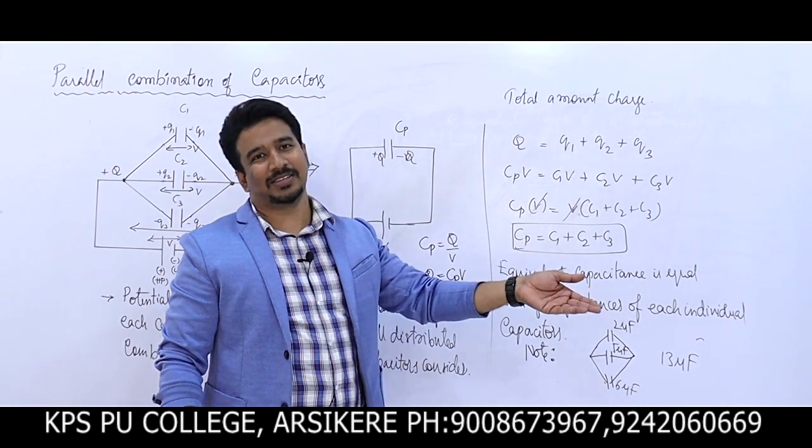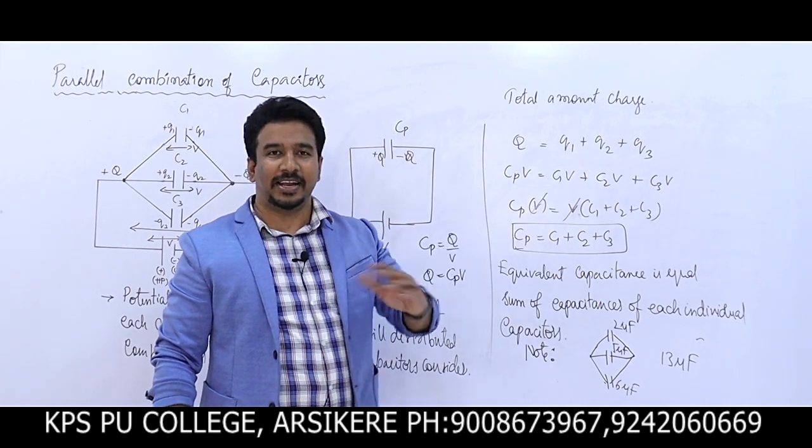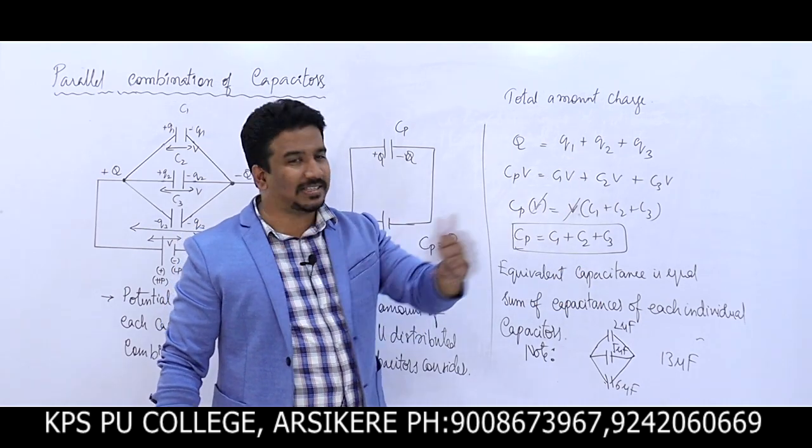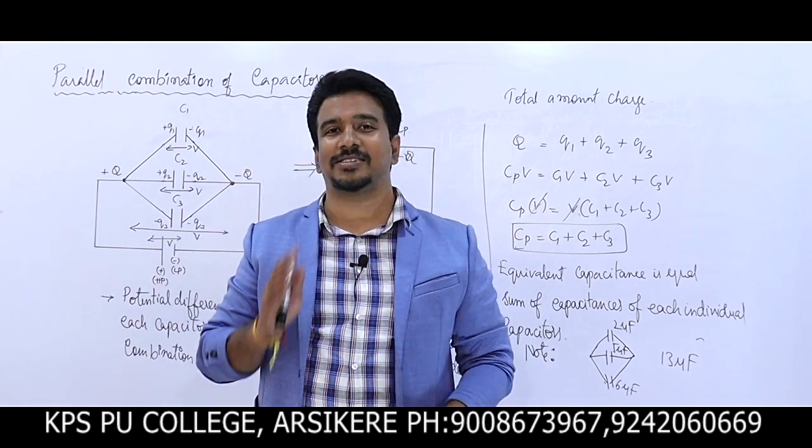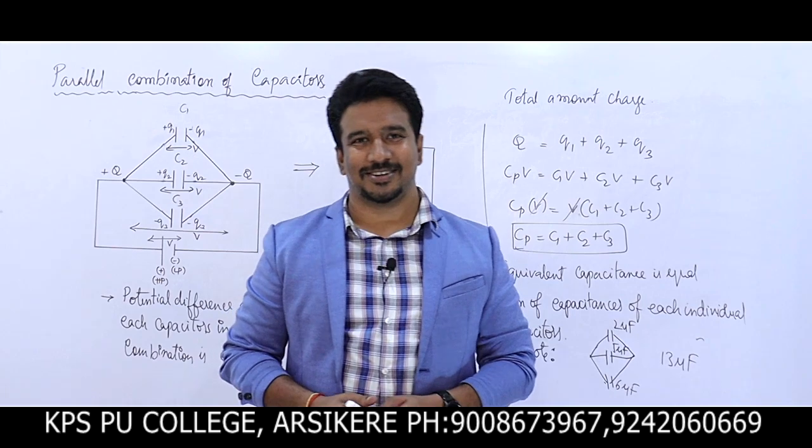n into c. Add them all. If they are equal, n into c. If they are different, just add them. That's it about series combination of capacitors and parallel combination of capacitors. Okay, thank you.